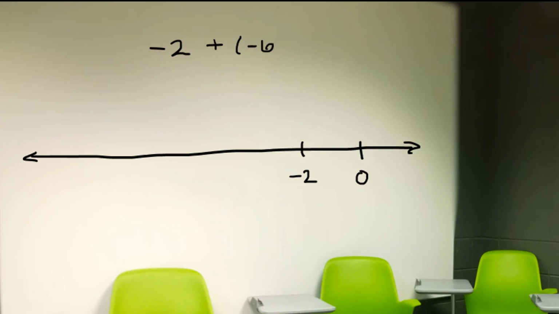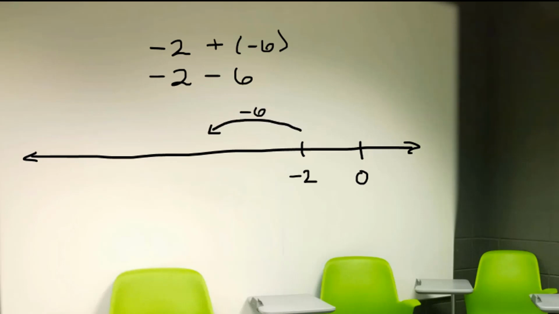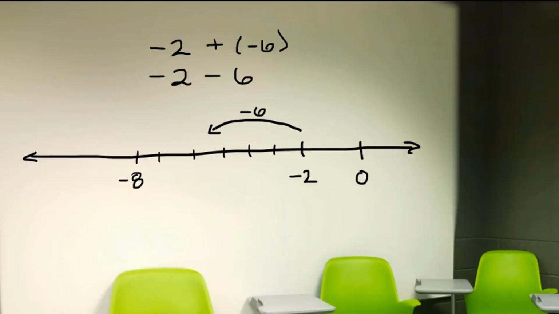Now remember, on that last problem I showed you, I rewrite it without using the double sign. So really this is like negative 2 minus 6. So the subtraction tells me I've got to move left. And I got to move left 6 places. So here we go. We're going to go 1, 2, 3, 4, 5, 6. All right, so now we get all the way out here, and we've subtracted 6. We end up at, and you could count it out if you wanted to, -3, -4, -5, -6, -7, -8. So -2 minus 6, or -2 plus -6, really is -8.